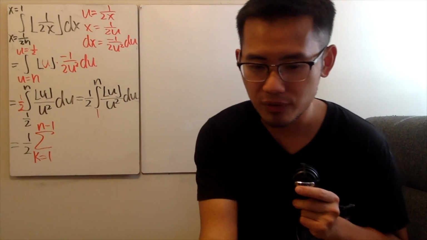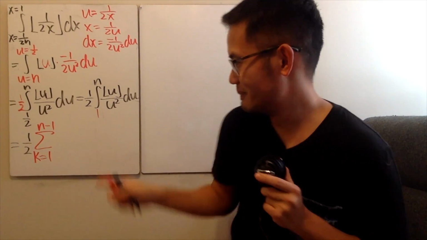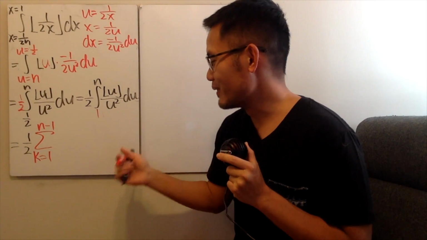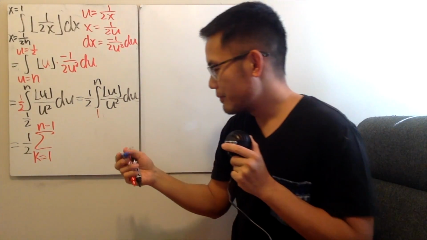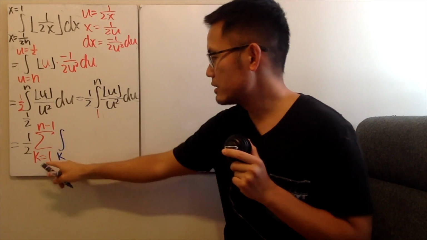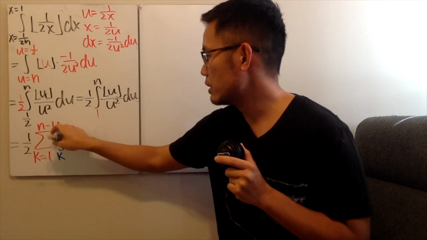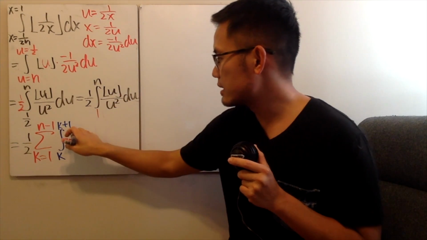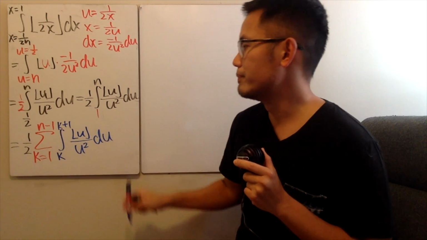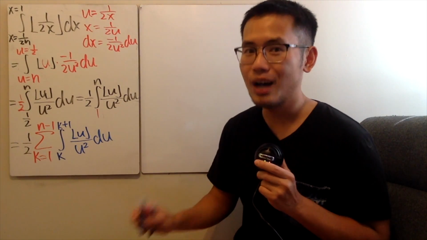And let me just double check Professor Penn's notes. Yes, it's correct. Yeah, I got it right. All right, so that's what we have. And then, of course, the rest is just the following. I will do this in blue because why not? Here, we will have the integral starting at k, right? Because, you know, k goes from 1 to n minus 1. And here, it's a time that we will actually have k plus 1. And then the rest is the floor of u over u squared du. And does this look familiar? Yes, because we did that already.